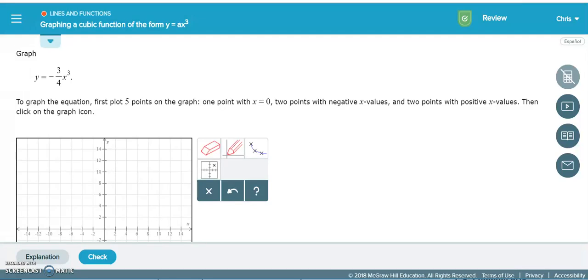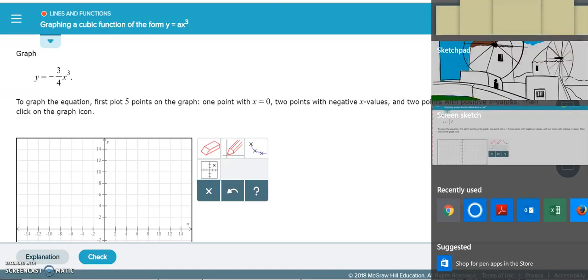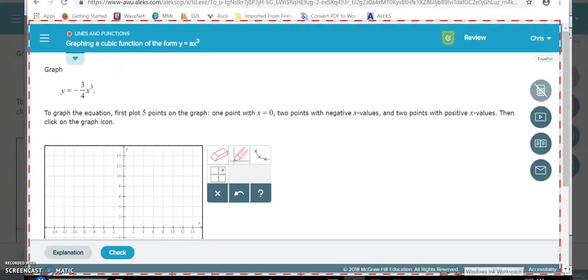Alright, I want to show you how to graph this y equals negative 3/4 x cubed in ALEKS. We need to do a little work on some paper first. So we want to create a set of ordered pairs, x, y, and we do that just by plugging in x values. We can choose any x value we want. So we start out with x equals 0.